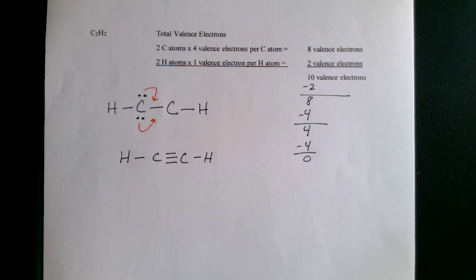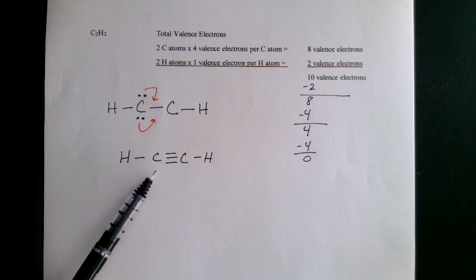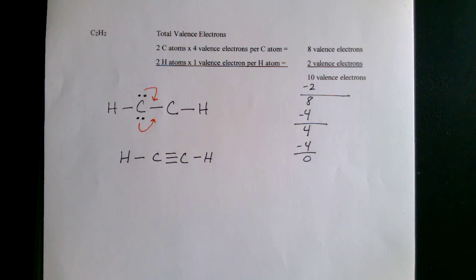There are 3 shared pairs of electrons between the carbon atoms. Each carbon atom has 4 bonds, or 8 valence electrons, which satisfies the octet rule, and each hydrogen has a pair of electrons, which satisfies the duet rule. This is the Lewis structure for ethyne.